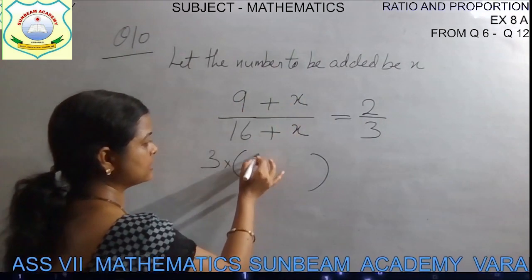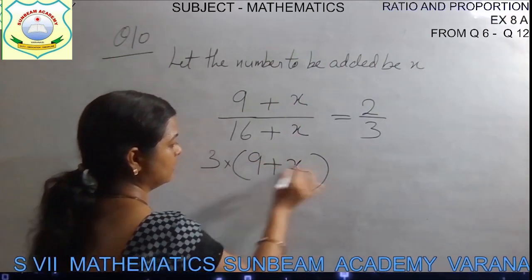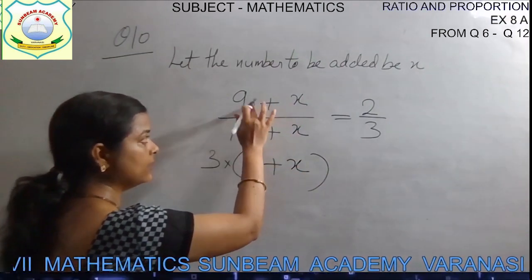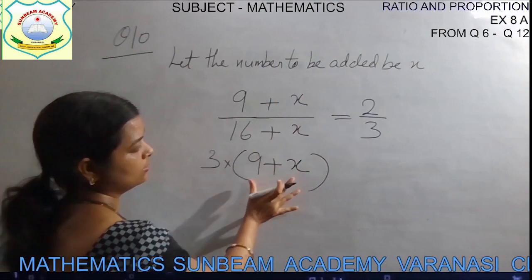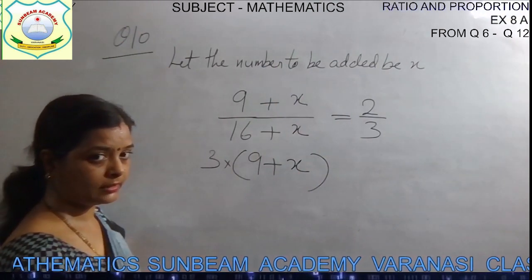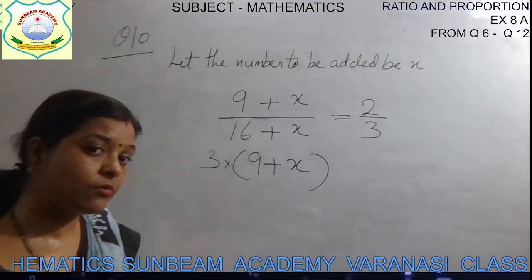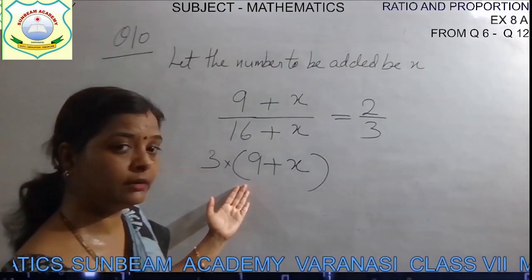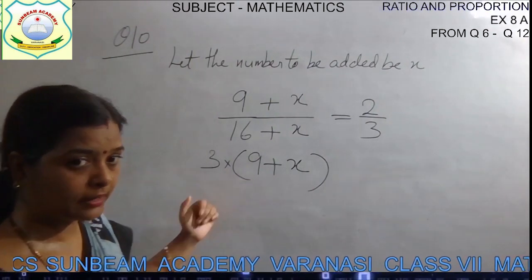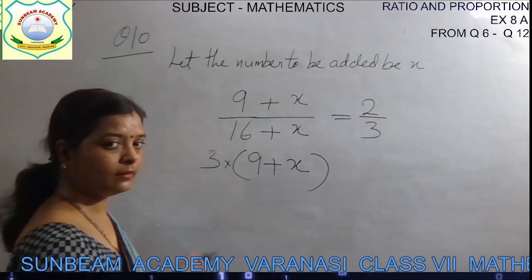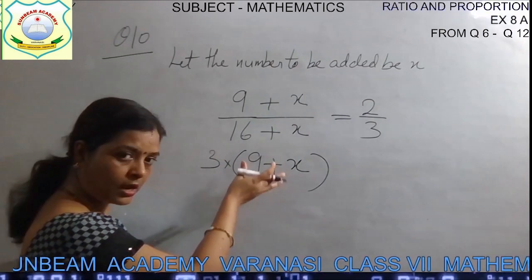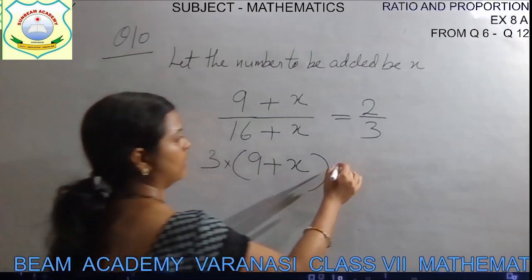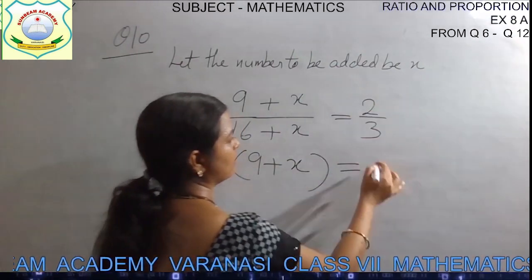Two terms are there, that's why we are keeping it in a bracket, because this 3 will multiply with 9 and also with x. That's why this bracket has to be taken. Otherwise your answer will be wrong, children. You will do the proper steps, but if you forget to write this bracket, your answer will be wrong after this step. Is equal to 2, which is already on that side.